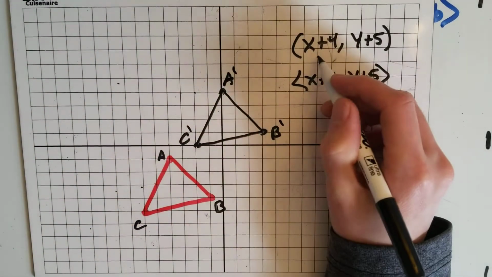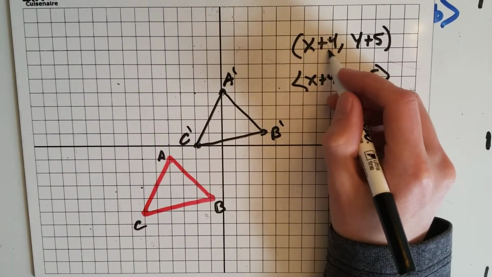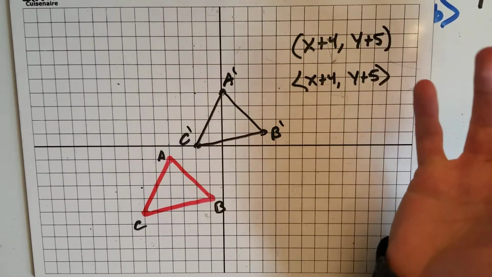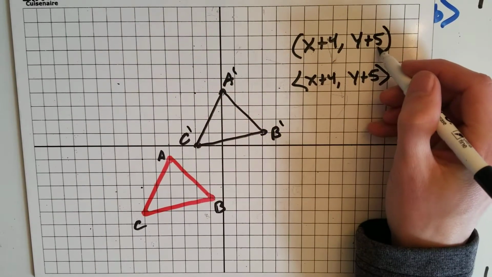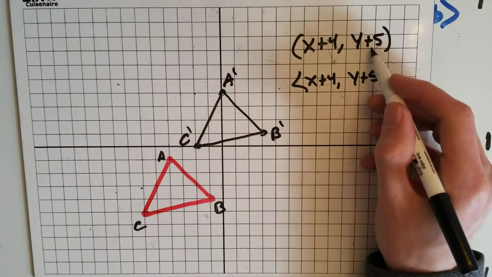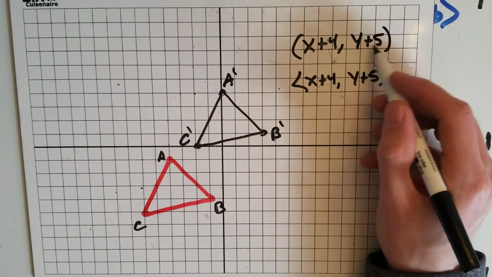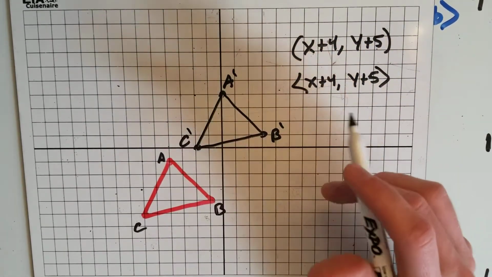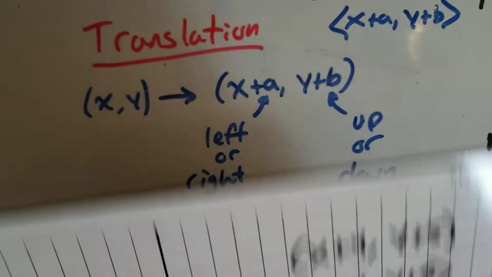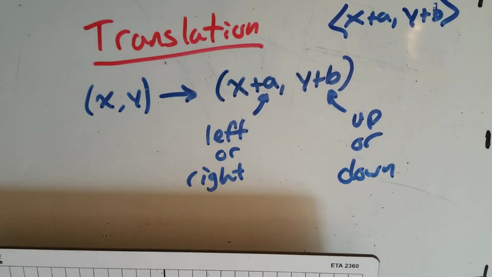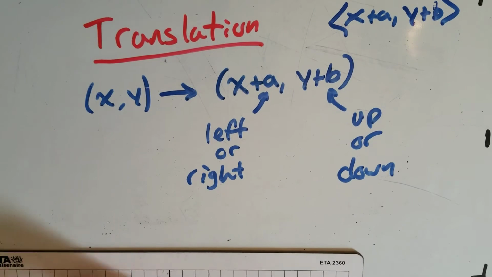So whenever you're going to the right, you're going to be positive. If you go to the left, you're going negative. Whenever you go up, you're going positive. Whenever you go down, this would be negative. So if we went down 5, it'd be like minus 5. And those are the keys to translations. All right, so we're going to hop into doing a few examples of these, and then you can try some on your own.